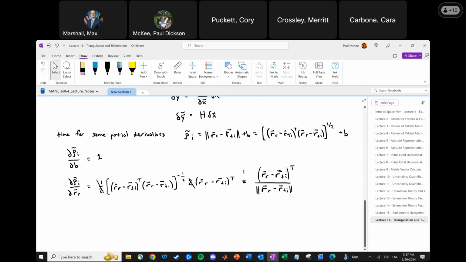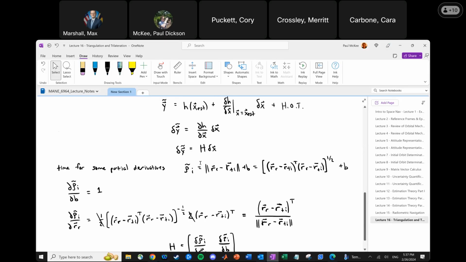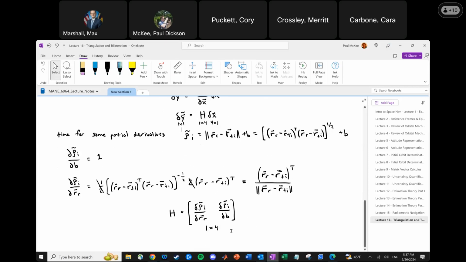And if we know the derivative of both of those, we can say, okay, well, h is the derivative of rho sub I with respect to r sub r, and then it's the derivative of rho sub I with respect to b. There we go. We should think about that for a second. It's going to need to be a 1/4, which should be a little bit obvious, right? So we've got a 4/1, and then this would need to be a 1/4 in order for this to be a scalar, which is a 1/1, right? So just a quick sanity check there. It's a 1/4. Sounds good.